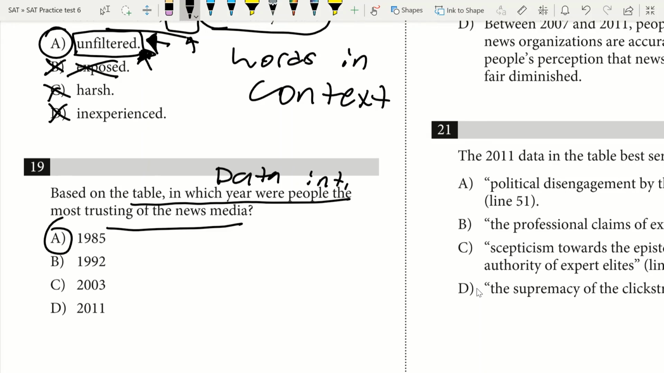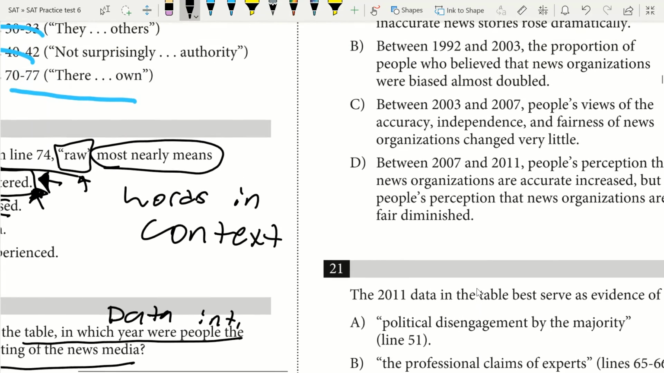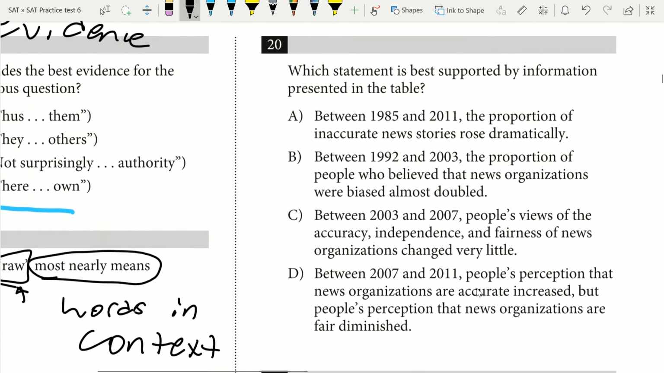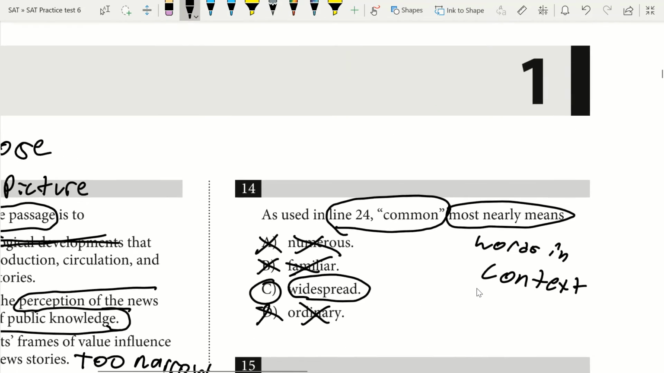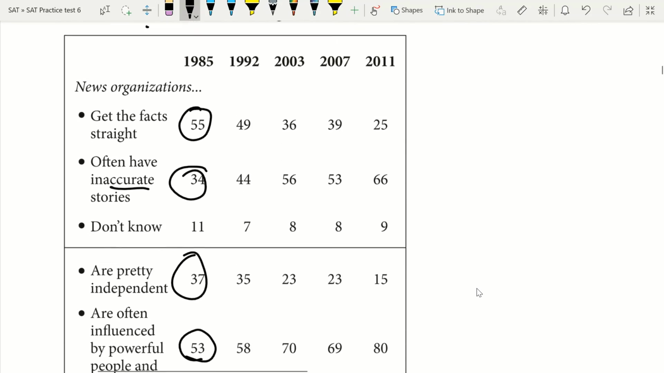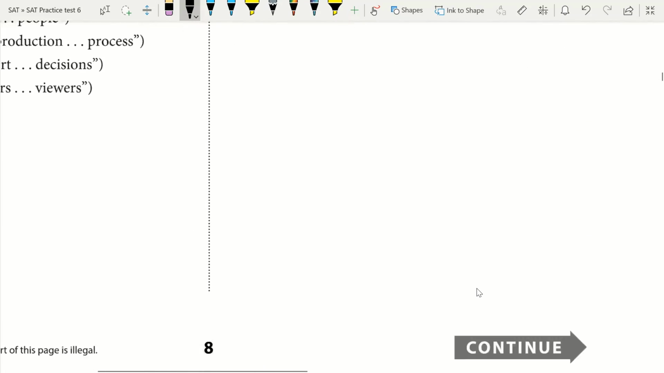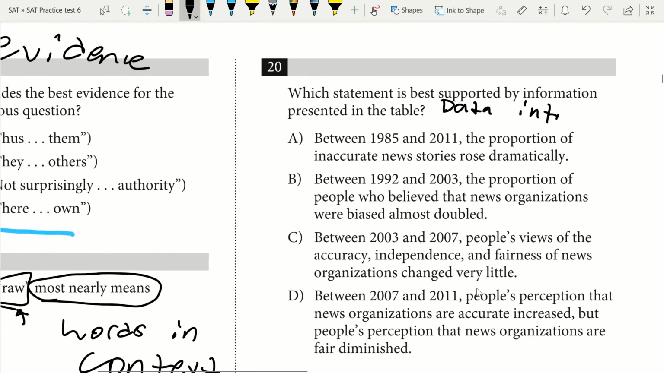All right, question 20. Which statement is best supported by the information presented in the table? This is also data interpretation. In this case, with so much data up here and so many numbers in this table, really our best move is just going to be to read through our claims and then figure out which one's true. There's not really any trend we're going to be able to pick out with all those numbers. It would take forever to find the trend.